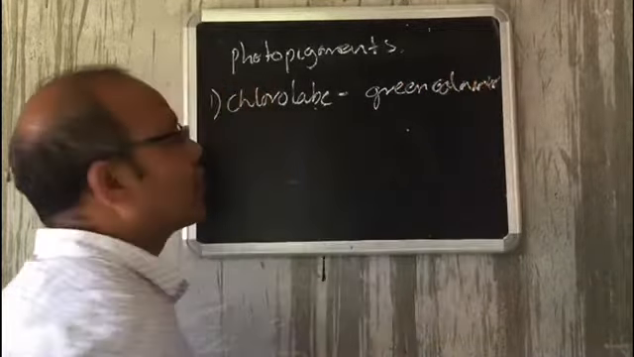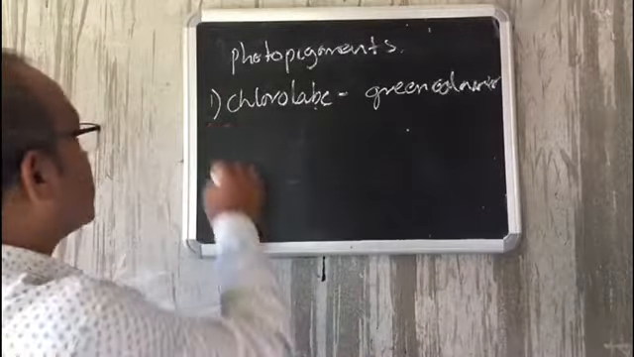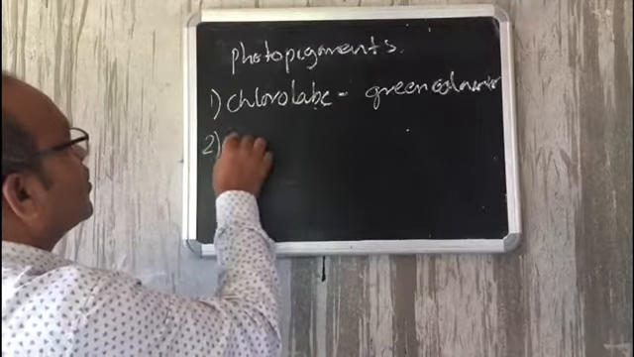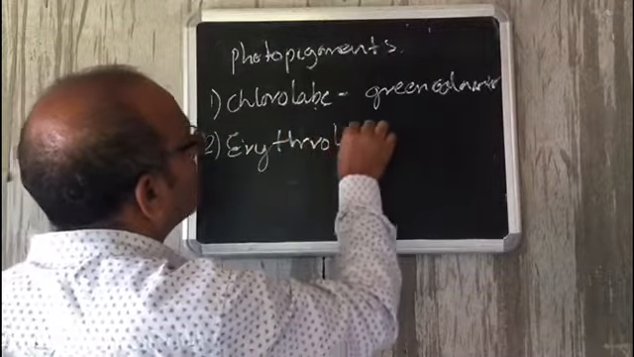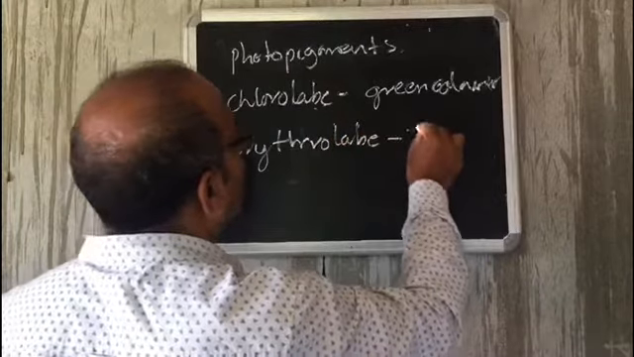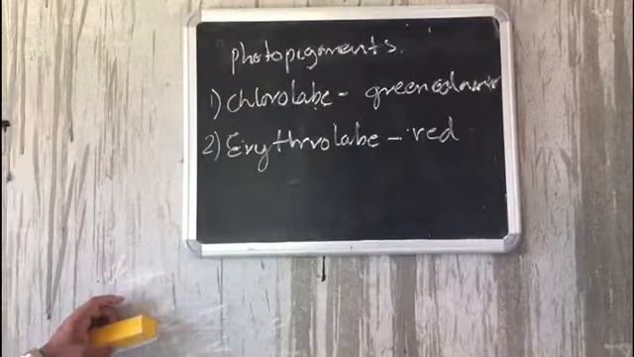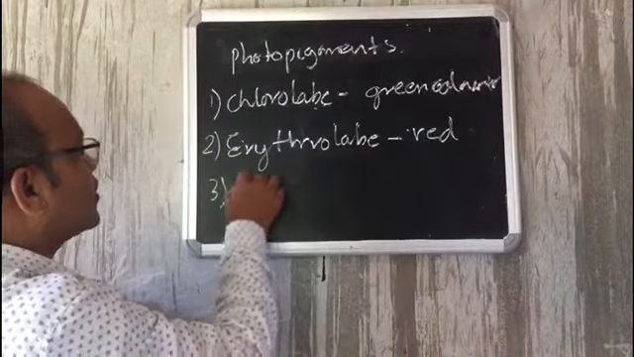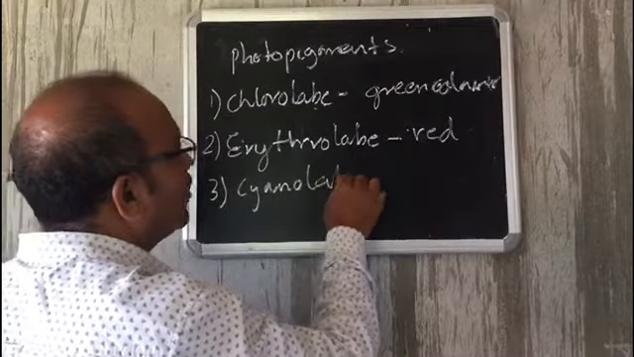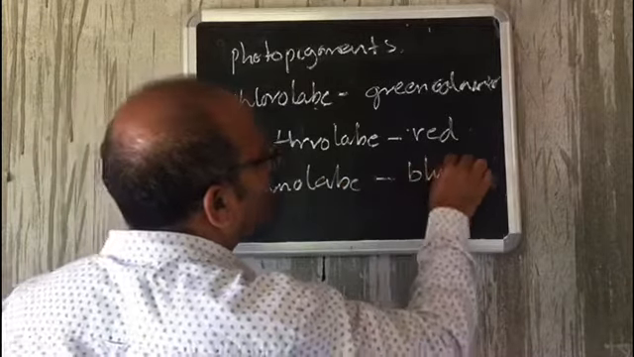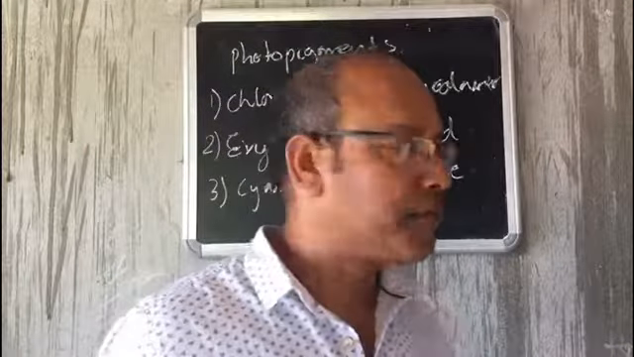Basically responsible for capture and absorption of green color. Second is erythrolabe for red color. And the third is cyanolabe for blue color.